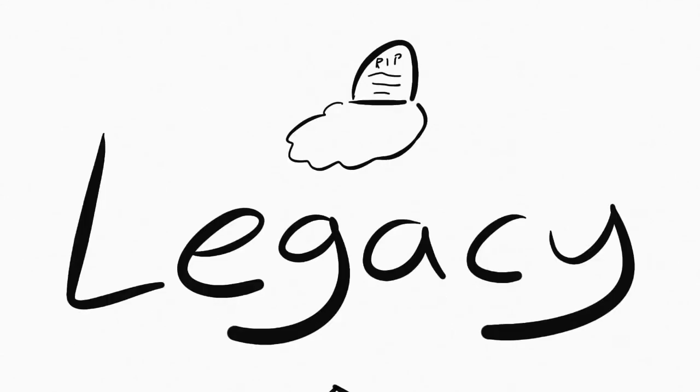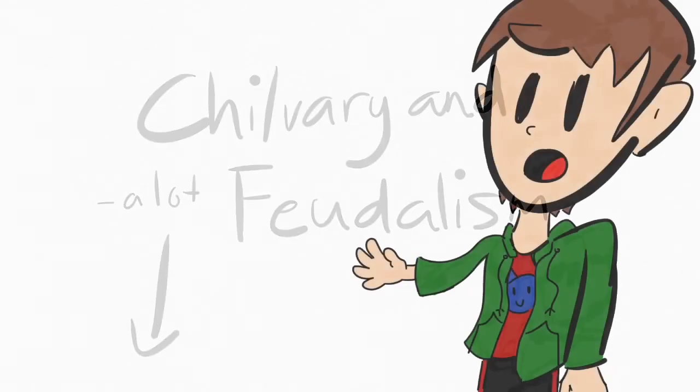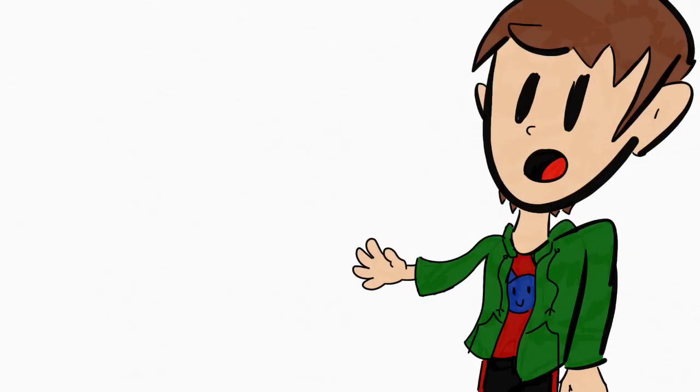Legacy. The English lose a lot of land in France, including Normandy and Aquitaine. Their claim of the French throne is also lost. An effect throughout Europe is that chivalry and feudalism declined and was weakened. Houses in France and England were either weakened or strengthened.